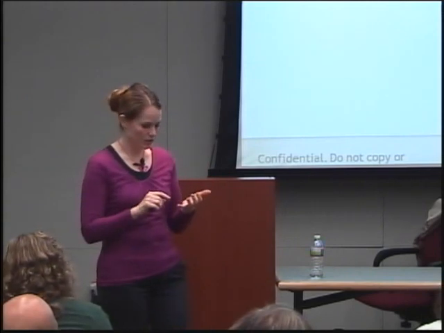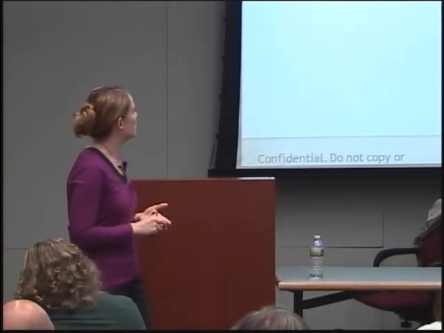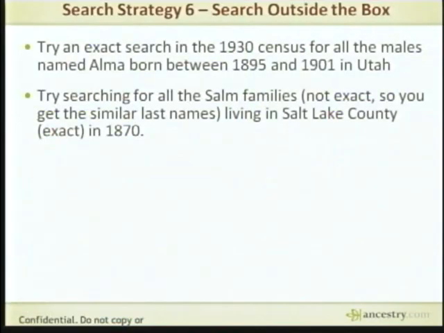Try doing an exact search in the 1930 census for all of the males named Alma born between 1895 and 1901 in Utah. Now I'm narrowing some things down because I'm trying to find him. Maybe his last name was butchered so horribly that I would never find it by including that last name. Try searching for all the Psalm families, not exact, so I get similar last names, living in Salt Lake County in 1870.